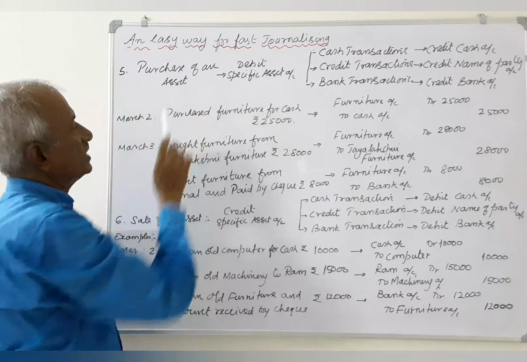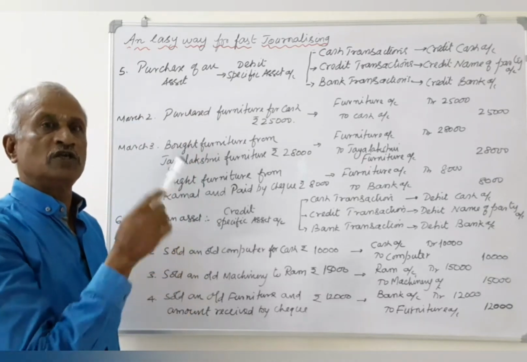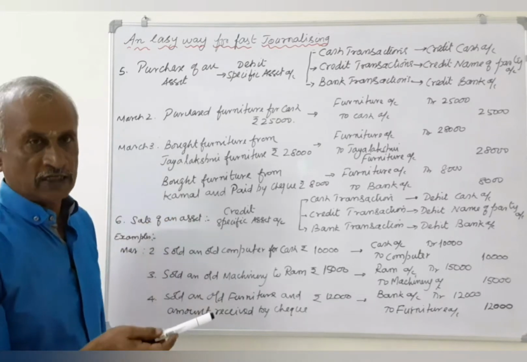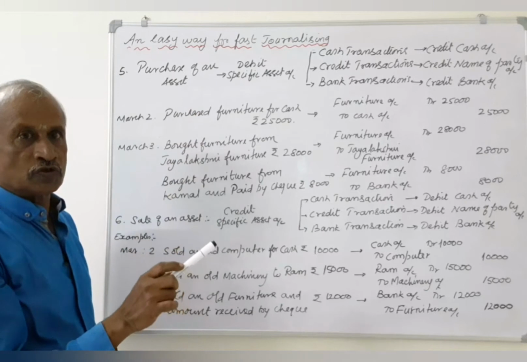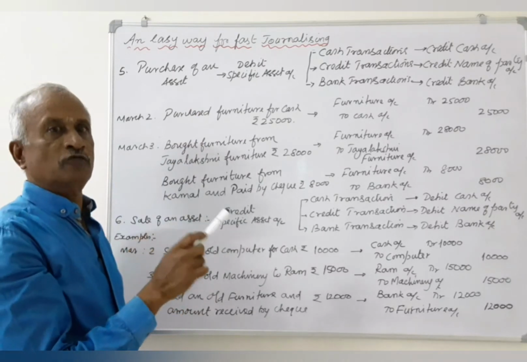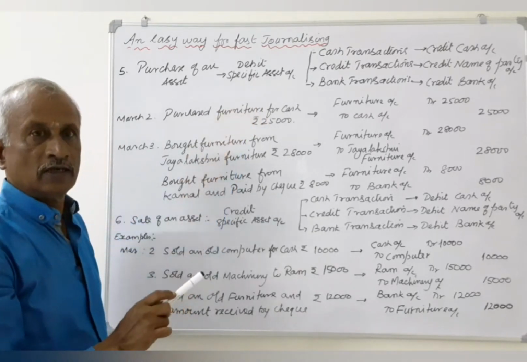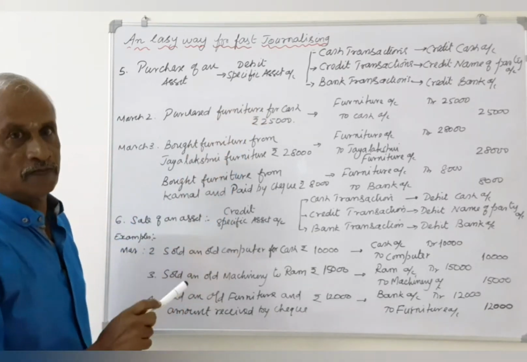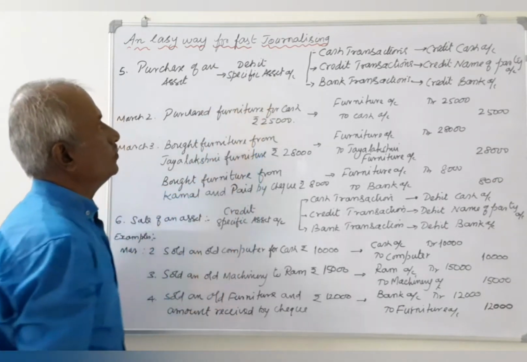5. Purchase of an asset. Now let us see how to differentiate between purchase of goods and purchase of an asset. You are given the word goods in purchase of goods and you are given a specific asset in purchase of assets. So in that case, you debit the specific asset account.